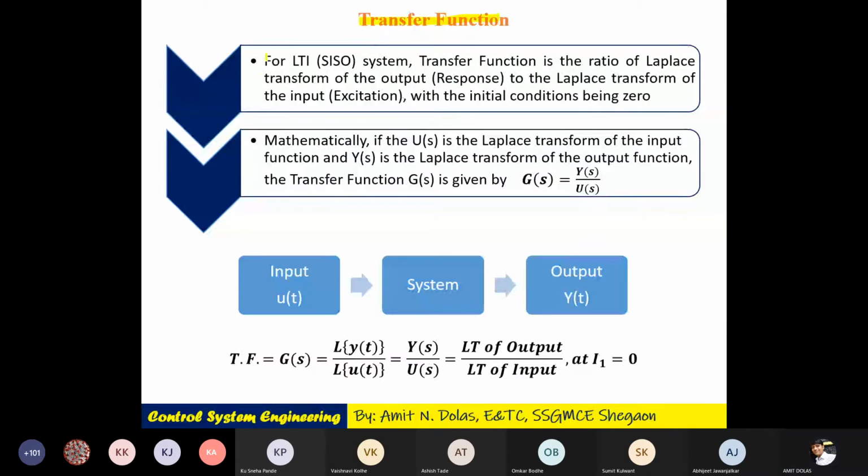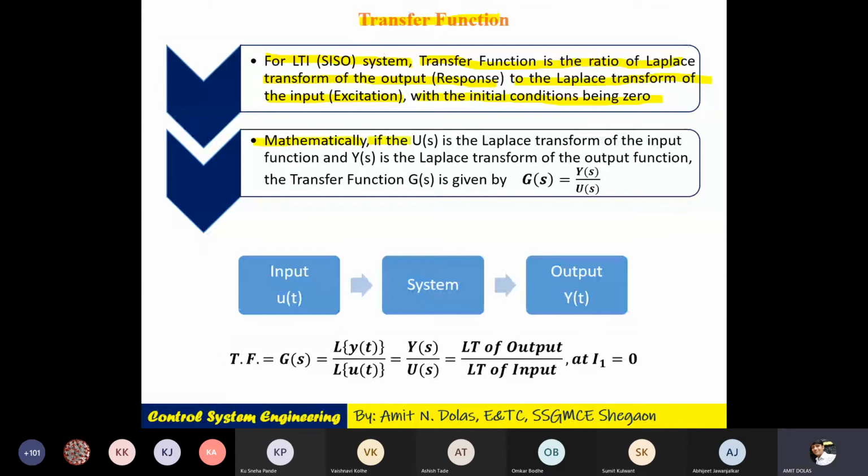Transfer function for LTI SISO system. What is LTI? It is linear time invariant. SISO, what is SISO? It is single input, single output. Transfer function is the ratio of the Laplace transform of the output, that is called response. Output को हम response कहते हैं, V of t, V0 of t. What is the transfer function? It is the ratio of the Laplace transform of the output to the Laplace transform of the input. Input को हम excitation कहते हैं, which we already saw in the first lecture, with the initial conditions to be 0.